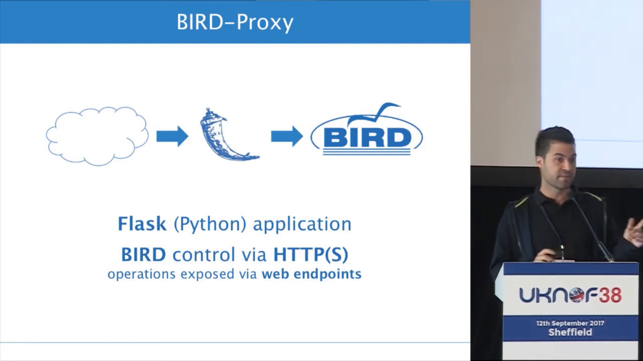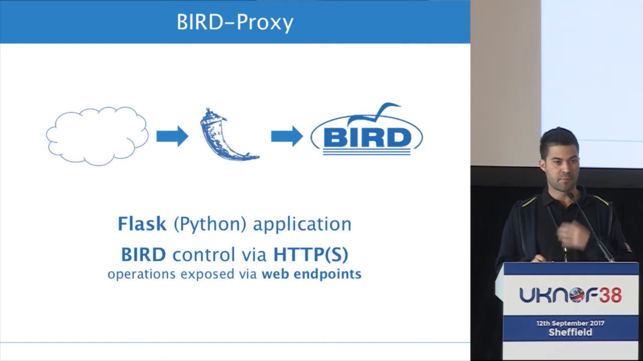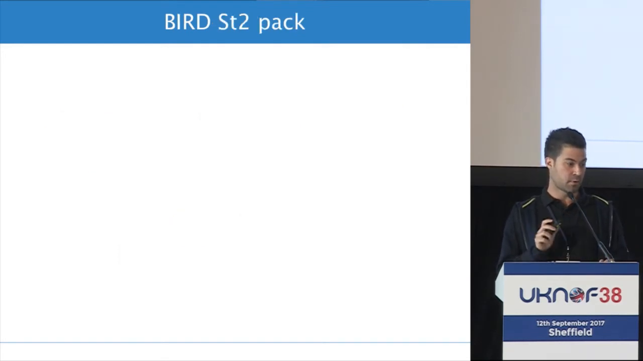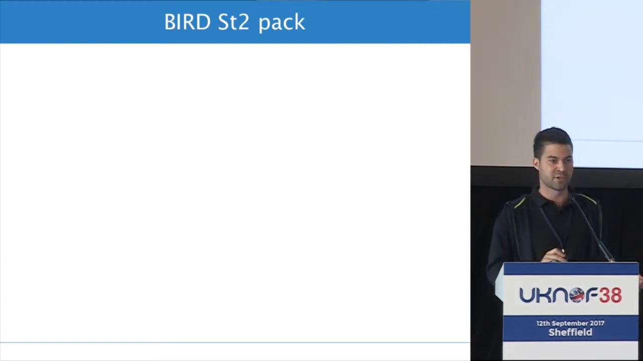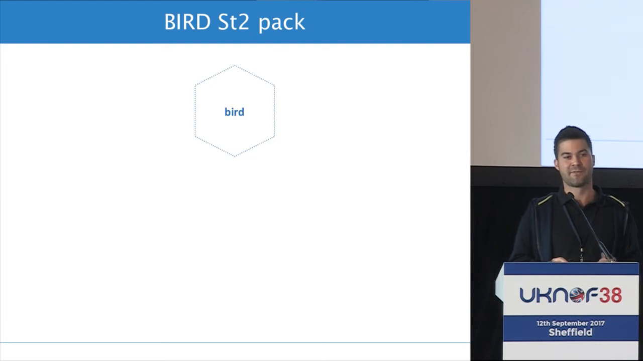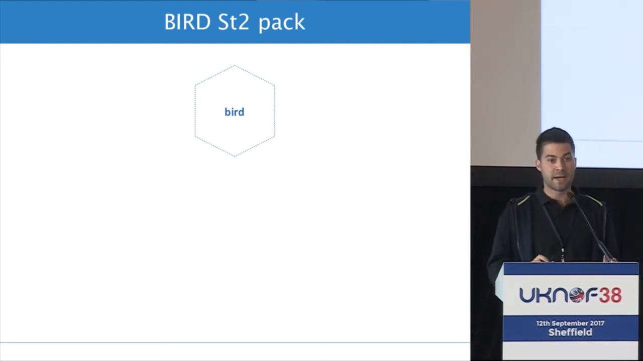So these were the two components. So we have StackStorm and BIRD-Proxy. Let's now take a look at the core. The core, as I mentioned before, is running on StackStorm. The software in StackStorm comes in automation packs. So what we did is actually realize an automation pack for StackStorm called BIRD. This pack exposes a set of actions and rules.